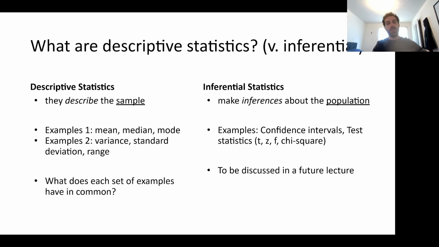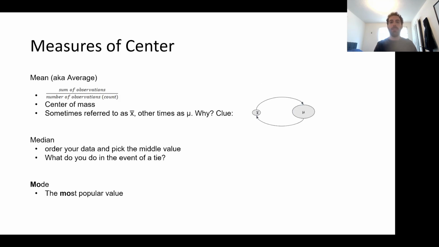So back to the original question, what do those sets of examples have in common? Well, the first set, mean, median, and mode, are all measures of center. They're all getting at where's the center of my data. And there's different definitions and interpretations of what that center is, and different statistics getting at that center.